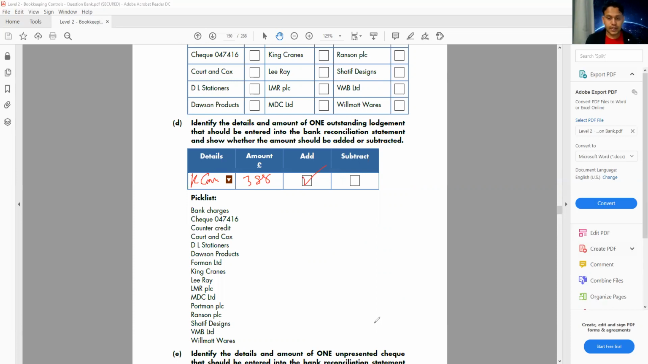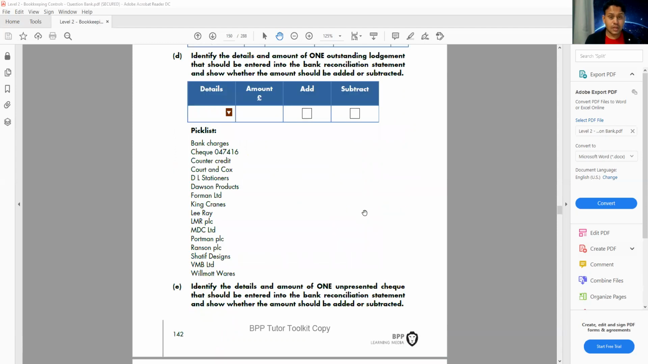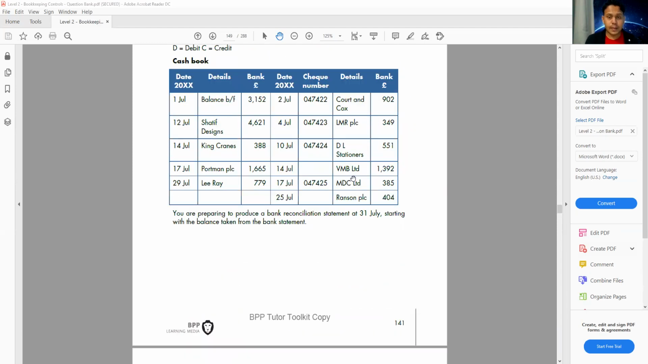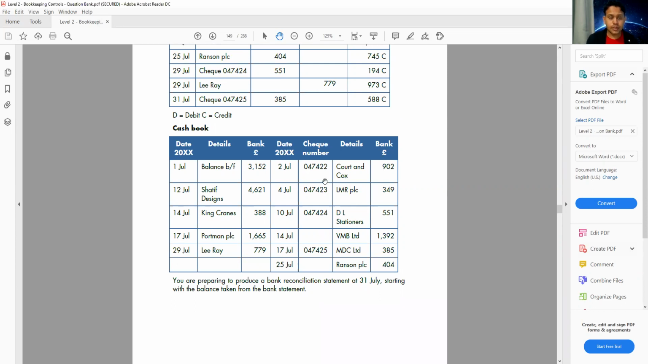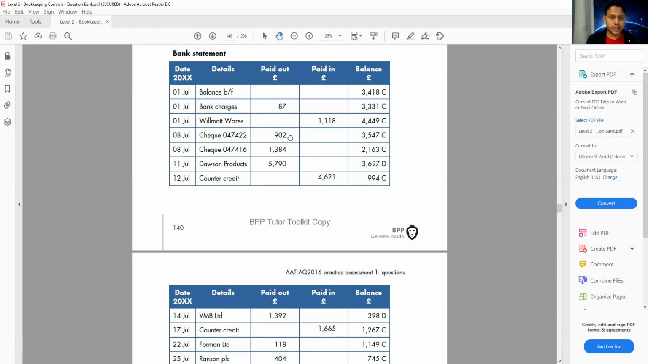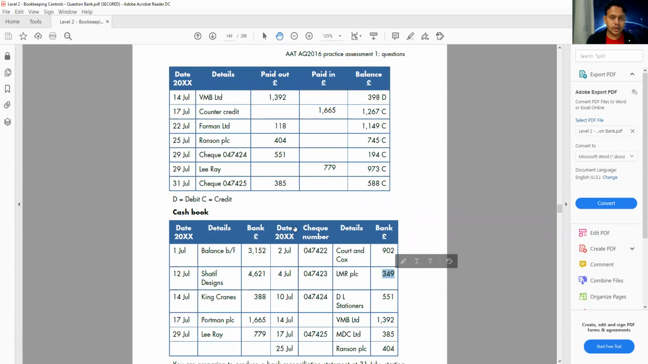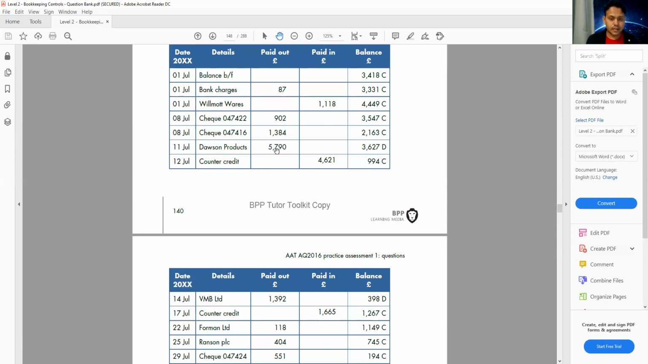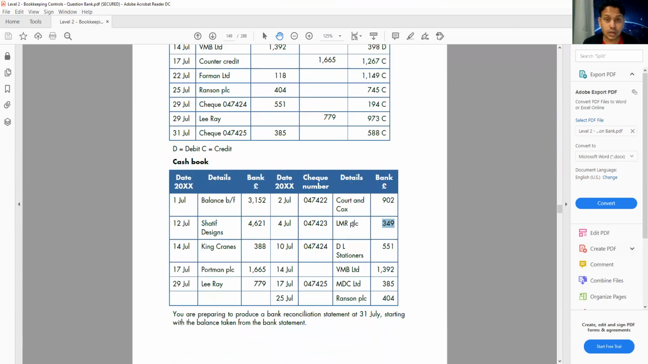Okay, so move to the next one. The next one says identify the detail and amount of one unpresented check that should be entered in the bank reconciliation. Unpresented check: something on my cash book credit side, but not on the bank statement. So let's have a look at which one. First check the first one, 902. Let's have a look on the bank statement, paid out section. You can see 902 here. Then we look at 349 on the bank statement, on the paid out section, 349. No, it's not there. This is the one I have on my book but not on the bank statement.